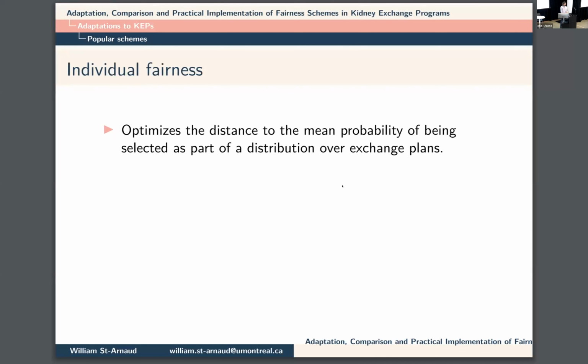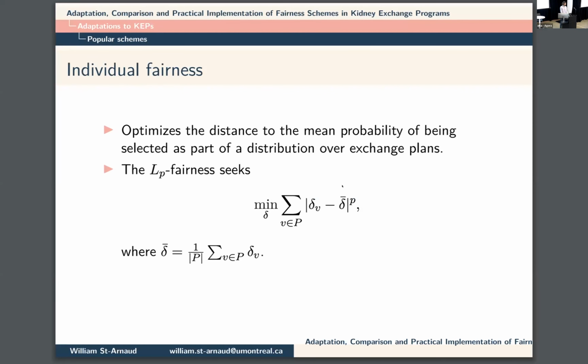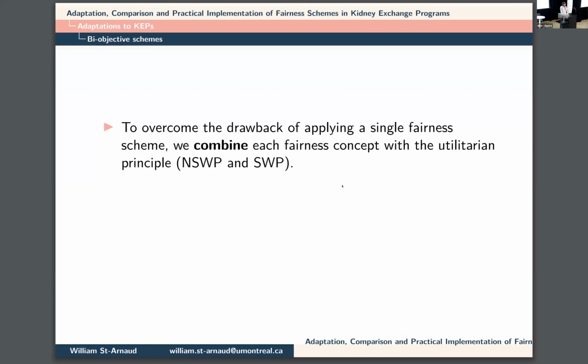And finally, there's the individual fairness one, which optimizes the distance to the mean probability. Mathematically, this is what it looks like. Here, the deltas are the probabilities of getting a transplant for all of the patients, and delta bar is the mean probability. You want to ensure that these probabilities are balanced and you don't have some patients that get 0 probability and some of the others get too high a probability. Of course, if you have a 100% chance of getting a transplant, it doesn't mean that much more to you than, let's say, 95%, which gives some chance to the others.